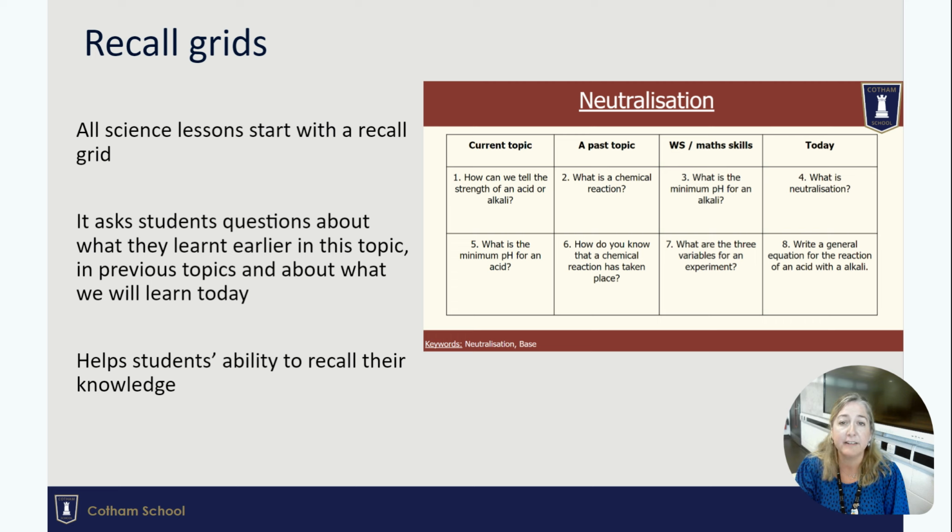Every lesson in science consists of a recall grid at the start of the lesson. This is to encourage students to recall and retrieve information from previous lessons, whether it's the lesson before, a topic from a previous term or a previous year, and some math skills or working scientifically knowledge.